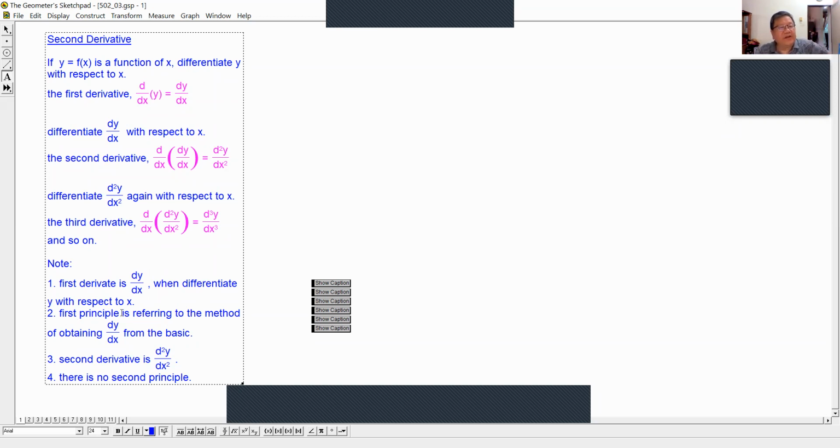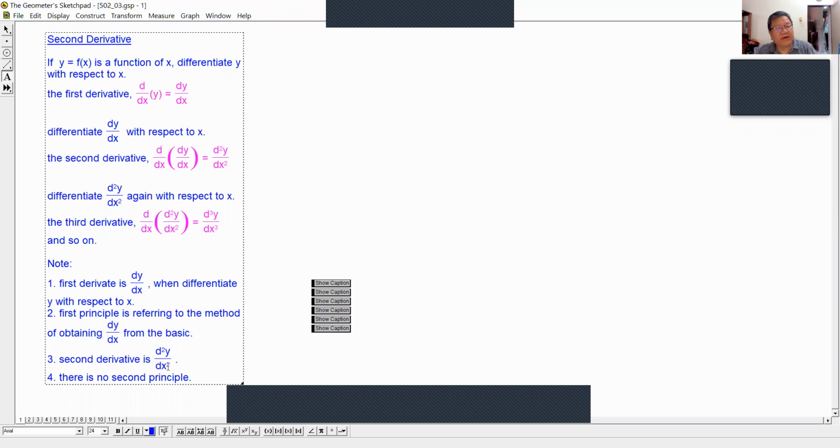Now, the first principle is not first derivative. First principle is referring to the method of obtaining dy dx. So why first? Because we obtain dy dx from the very basic, right? It's not from any formula, it's from the basic. We created the delta y, delta x. So it's from the basic that we get the dy dx. Basic from the starting is called first principle.